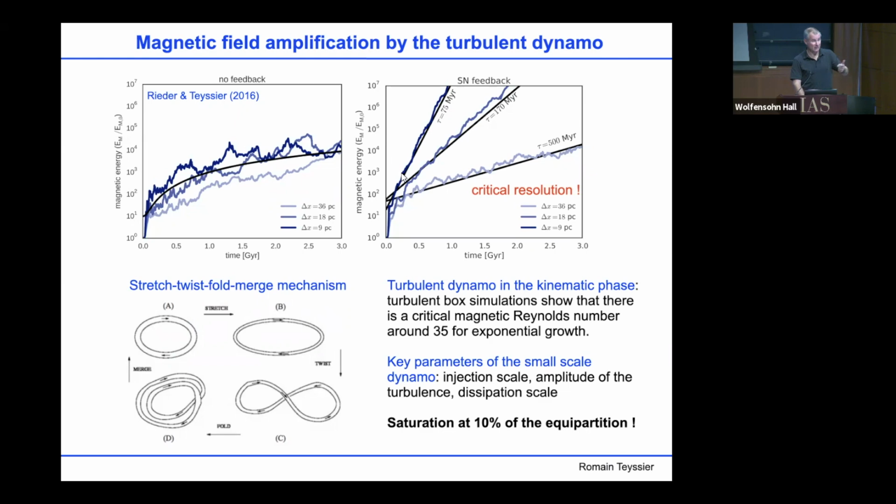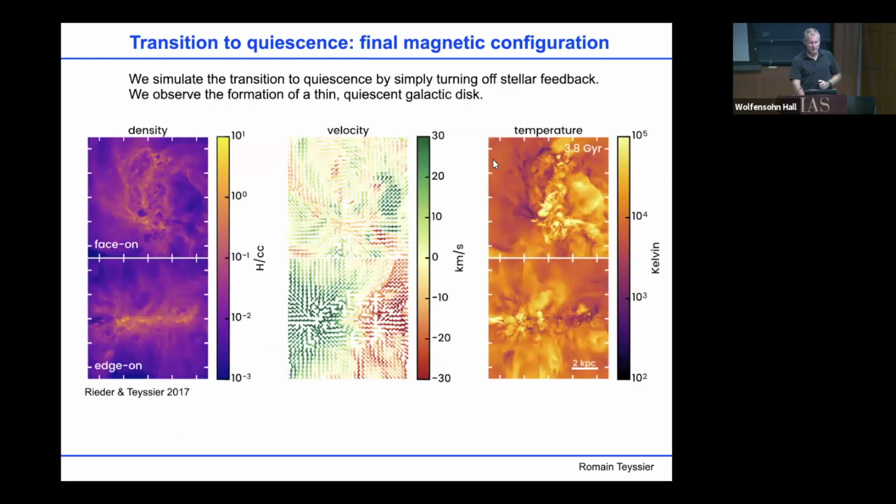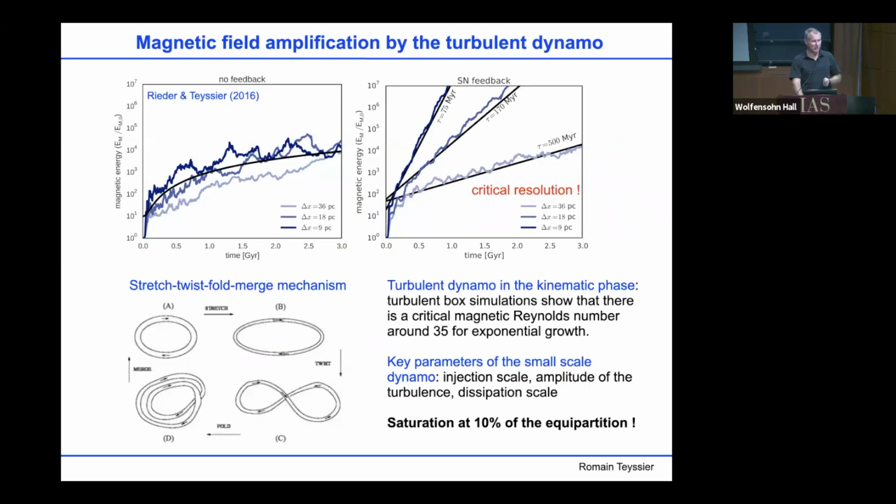If now you inject supernova feedback in the game, then you have a very turbulent galaxy. Then you see that there is a completely qualitative change here, which is that now the growth is exponential. It's not power-law here, it's exponential. And you see that we have straight lines in these log-linear kinds of diagrams, which means you have exponential growth. And the other sign that we have a dynamo now is that the growth rate depends on the resolution. The higher the resolution, the faster the growth.